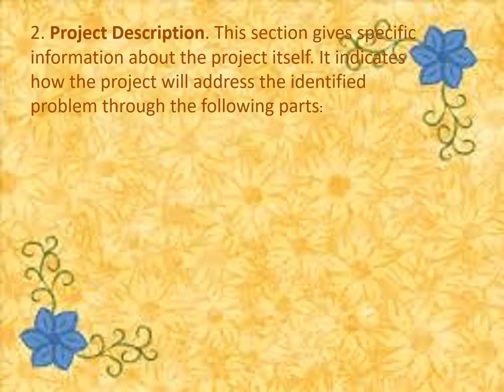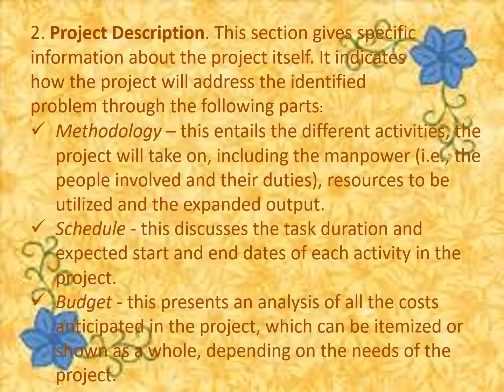Number 2. Project description. This section gives specific information about the project itself. It indicates how the project will address the identified problem through the following parts. Number 1. Methodology. This entails the different activities the project will take on, including the manpower, for example, the people involved, their duties, resources to be utilized, and expected outputs.